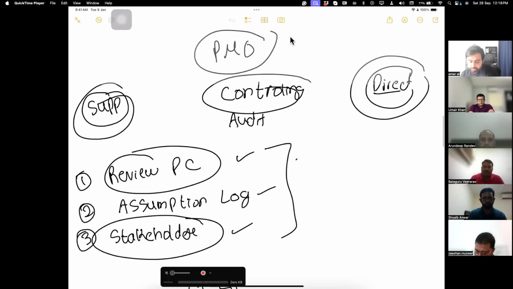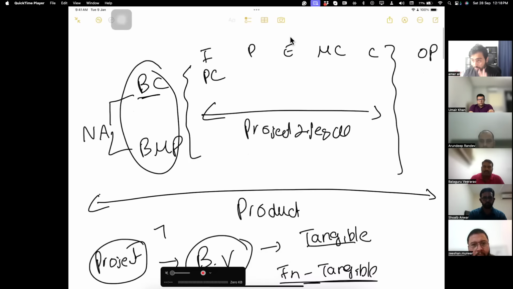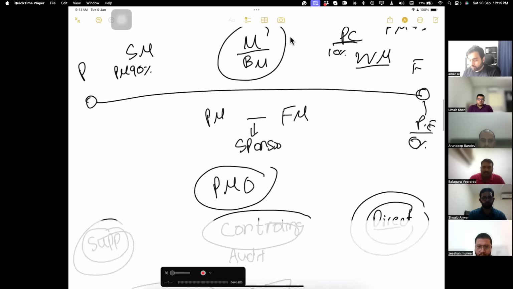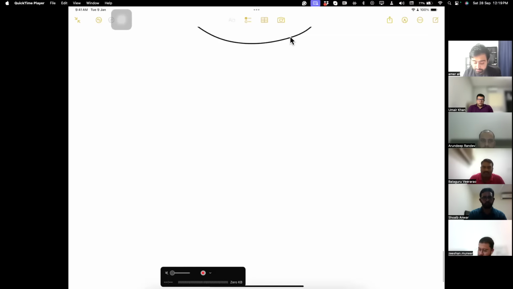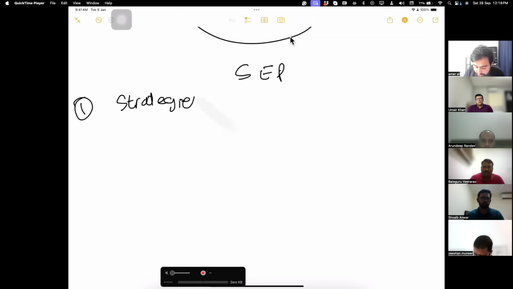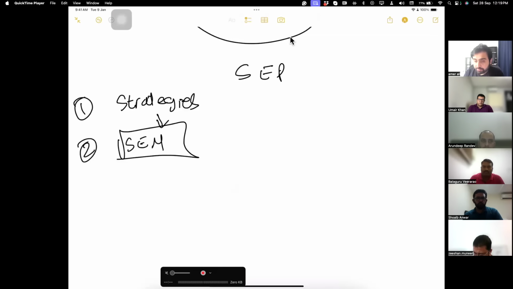Now, going back to the slide, I will keep coming to this page. We have made the assumption log. We have identified the stakeholders. We have categorized the stakeholders by high power, high interest. Now we need to make the stakeholder engagement plan. What does the stakeholder engagement plan have? Two things. It has strategies, how to engage the stakeholders, and how do you make strategies? You have a stakeholder engagement matrix, which tells you at every instant what type of strategy you need.